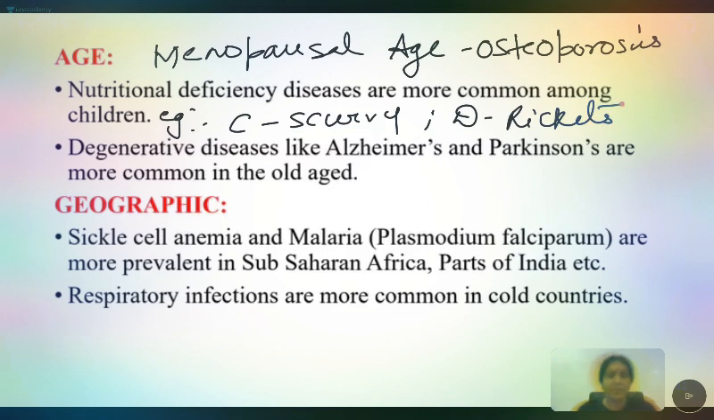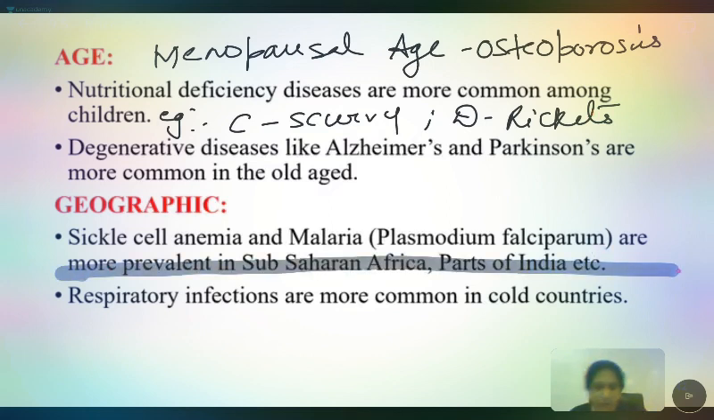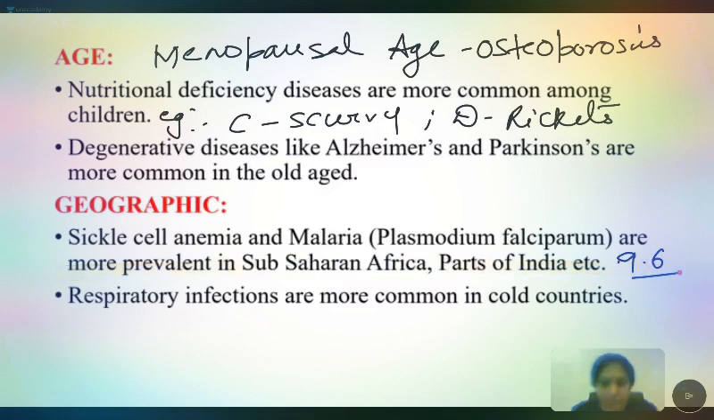Can we proceed? Then geographic. Sickle cell anemia and malaria, that is Plasmodium falciparum, are more prevalent in sub-Saharan Africa, parts of India, etc. And if you want to highlight it more, you can take the content from 9.6. If you want to elaborate on this, because I just told you sub-Saharan Africa, parts of India, but there I have given Greece, Italy, the Mediterranean Sea, like that I have given the distribution in more detail. So you can take the places from 9.6 if you want.